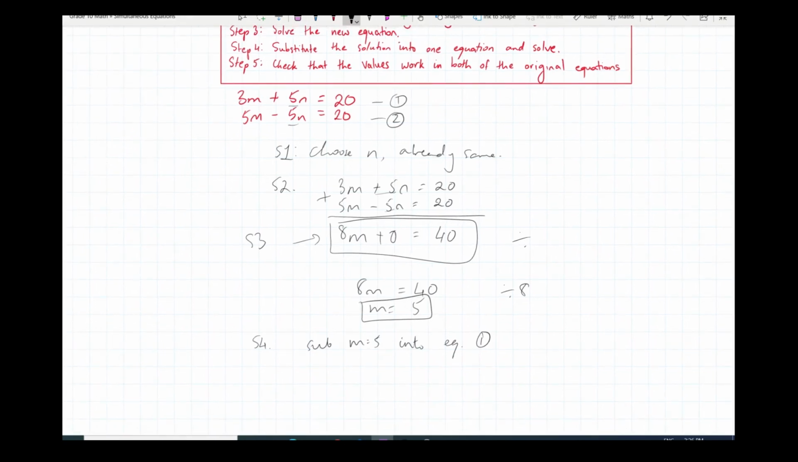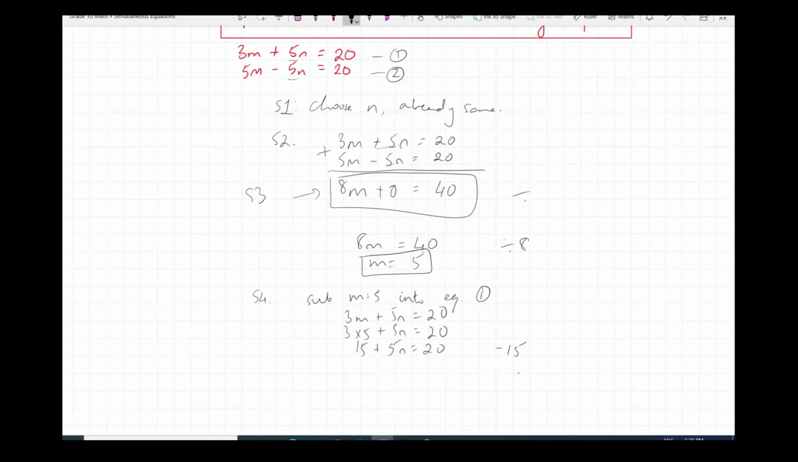So that's going to be 3m plus 5n equals 20, which is 3 times 5 plus 5n equals 20. 15 plus 5n equals 20. Now if you minus 15 from both sides, that's 5n equals 5. We divide by 5 on both sides, that's n equals 1.